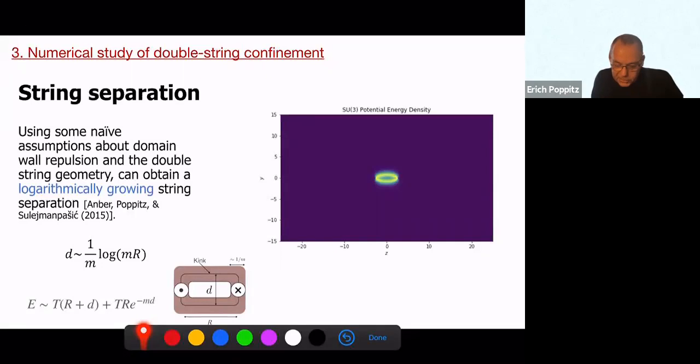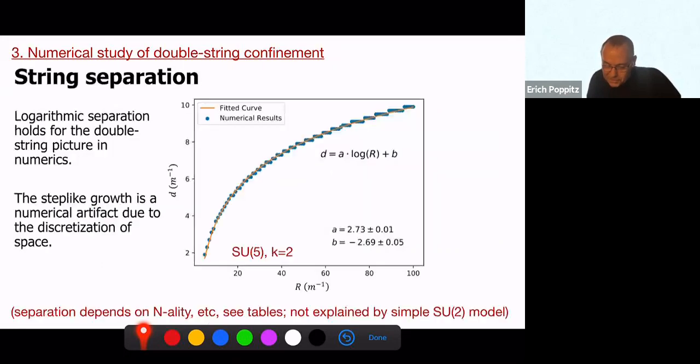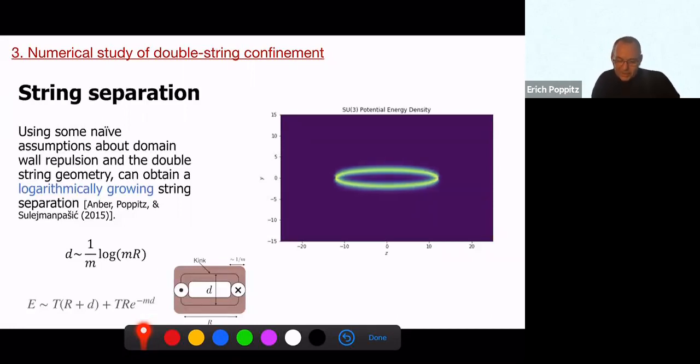So what about the string separation? Let me just show you a picture. This is what happens for SU3. Maybe you see, maybe you don't, that as the quarks get further away, the strings separate, okay? There is a very simple model that we wrote with Mohammed and Tin. Basically, we model the double string configuration as a square where the separation is d and the distance between the quarks is r, and we say that the energy is the length plus some repulsion between these two parallel walls. Minimizing with respect to the distance gives a logarithmic dependence. So it's a very simple argument.